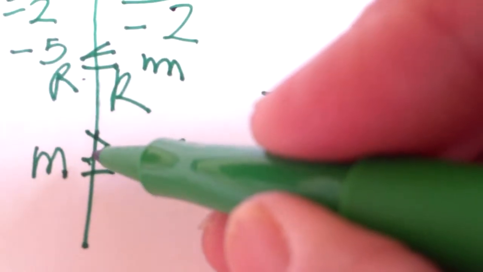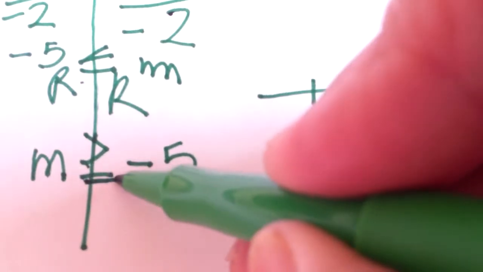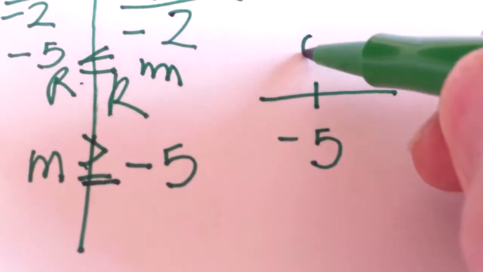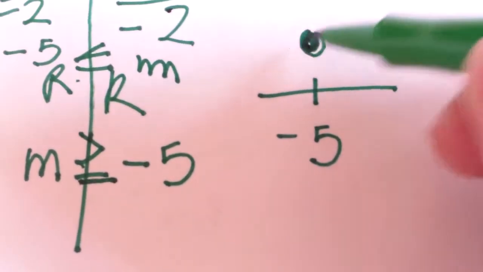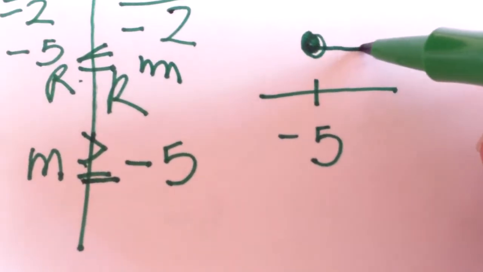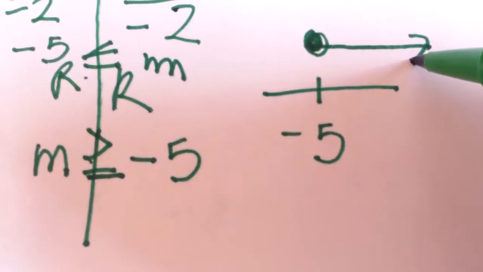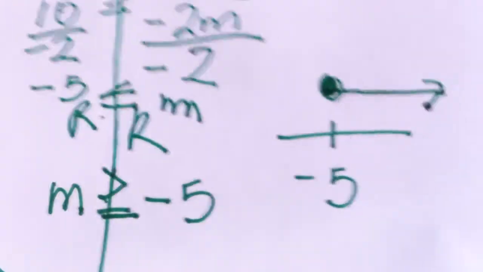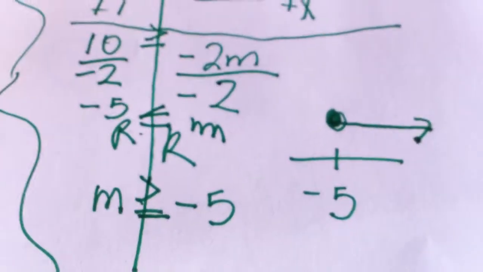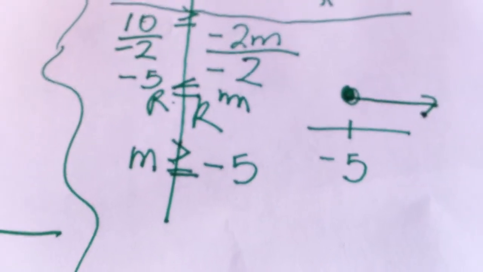My circle is going to be solid because it can be equal to -5, and it can also be, yay, greater than, which means it could be 6, 7, 8, 9, 10. Inequalities have a lot of different solutions, unlike equations that typically just have one. Okay, that was number 5.